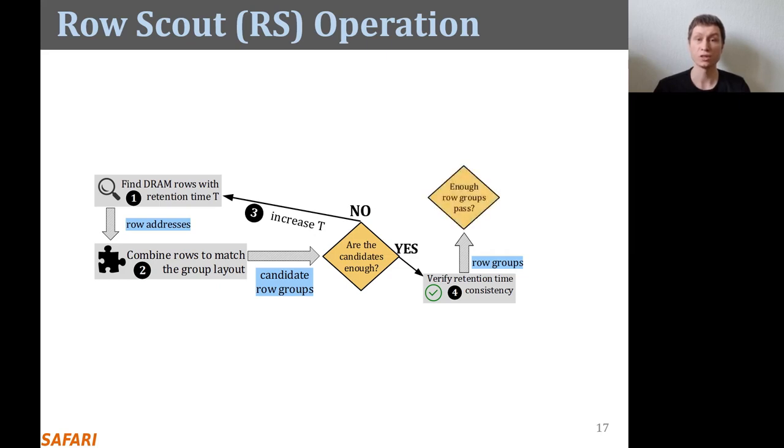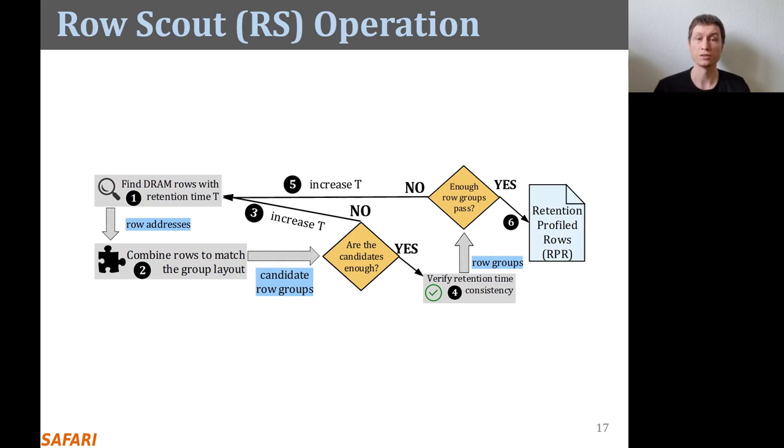If the number of retention time verified rows is not enough, Row Scout returns to step 1 to find rows with increased retention time T. These steps are repeated as I explained until Row Scout finds a sufficient number of row groups, and finally Row Scout outputs a list of the retention profile rows to be used by the TRR Analyzer.